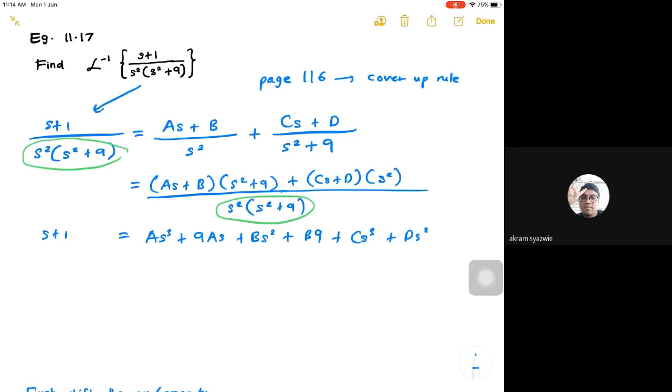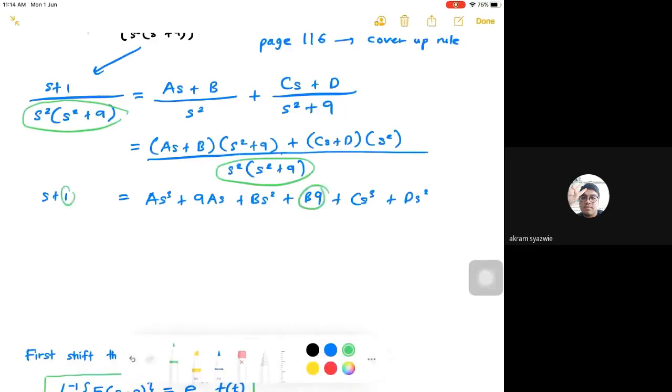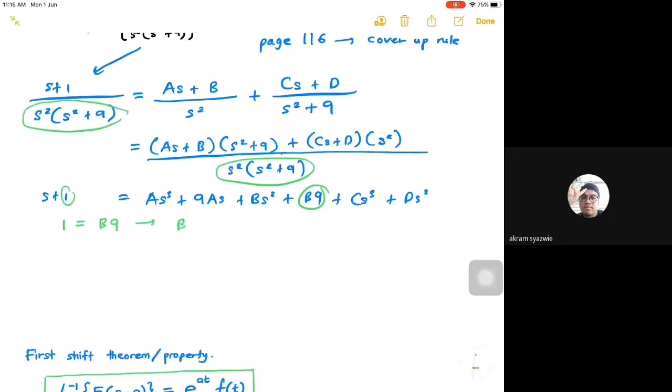So this is how to find the constants, and then we compare with the left hand side. We can see that this one is equal to b 9. So 1 is equal to b 9, therefore b is equal to 1 over 9. And then s is equal to 9 as, so a is equal to 1 over 9 as well.